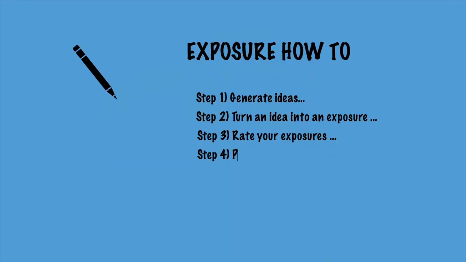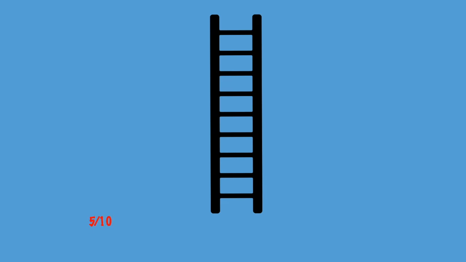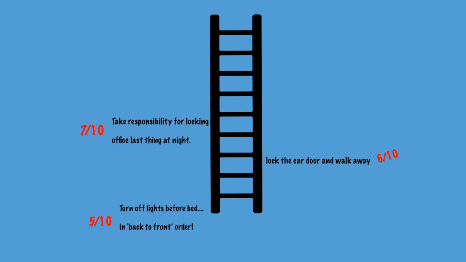Step 4. Put the steps in an order. Once we have a number of steps with a range of SUD scores between 5 and 10, we want to order the steps from the lowest SUD score rating to the highest. This gives us a natural order and progression and forms our exposure ladder or hierarchy.